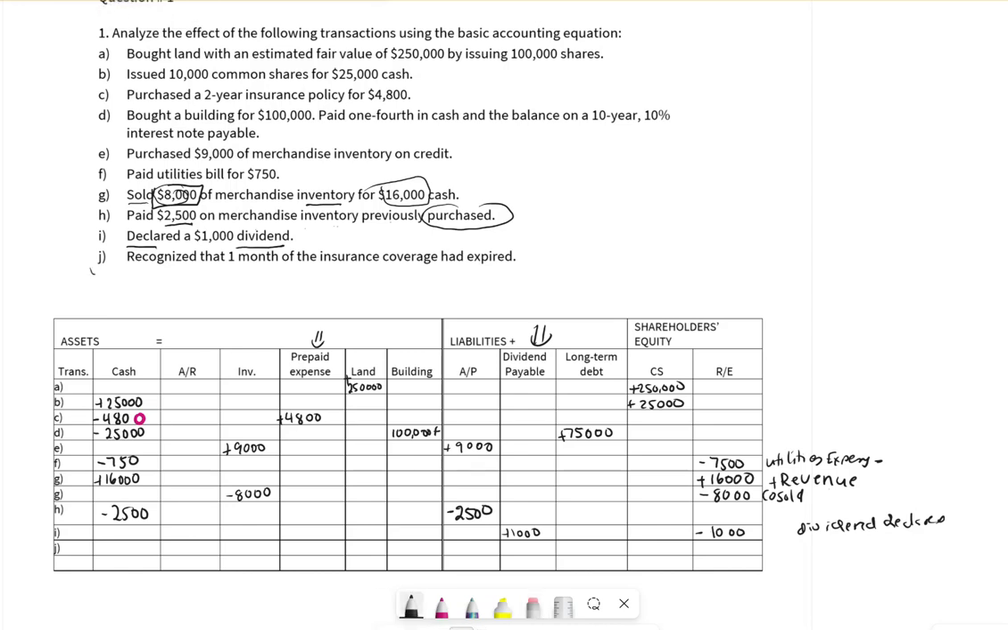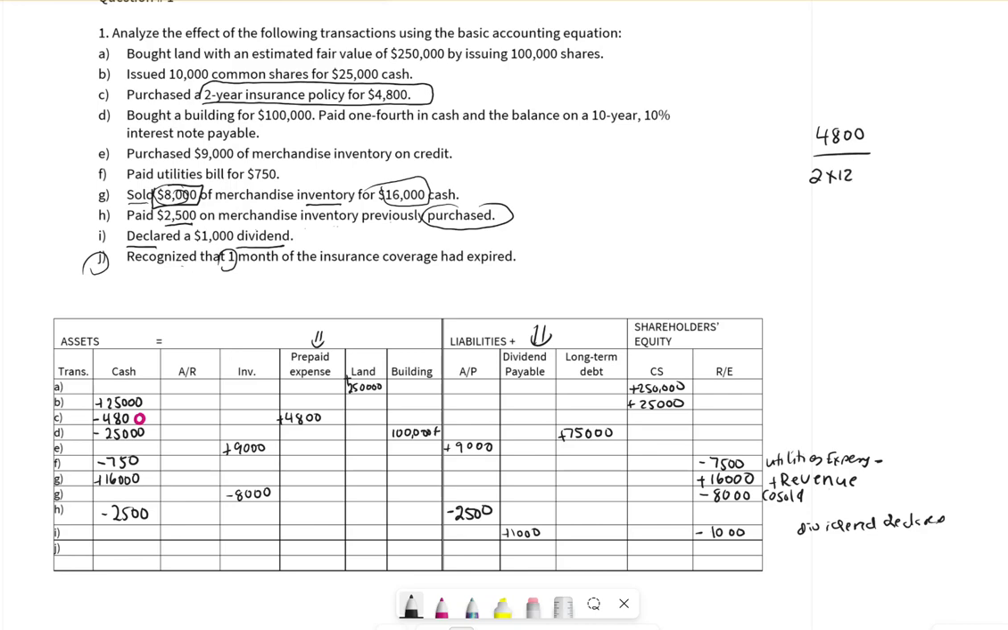Then going to the next, this is what we call an adjusting entry at the end of the year. So what happens is you recognize 1 month of insurance coverage has expired. Only 1 month is expired. So we bought a policy. This policy was for 2 years. So how much is this policy for? It is for 2 years.